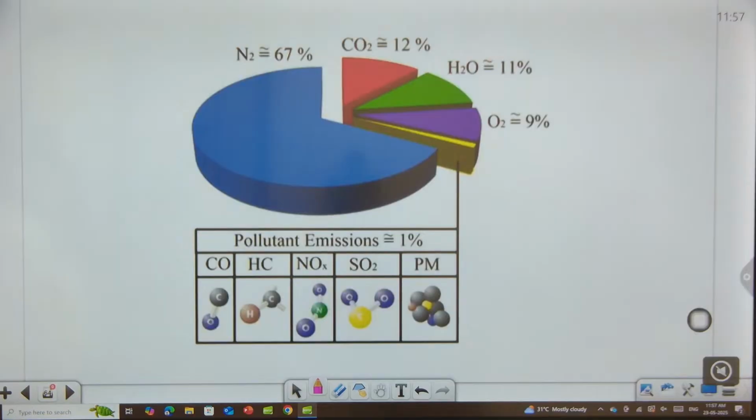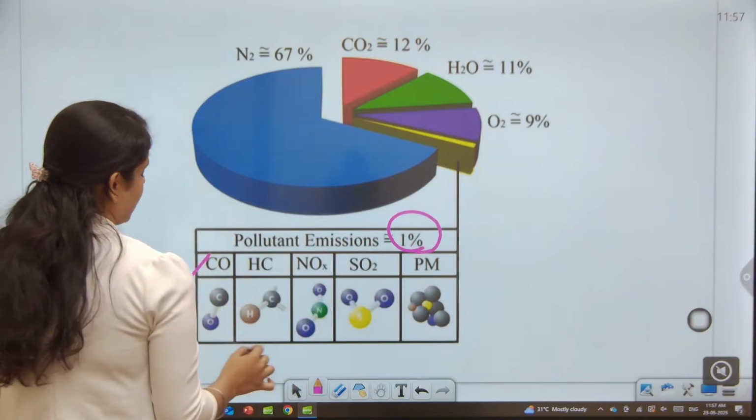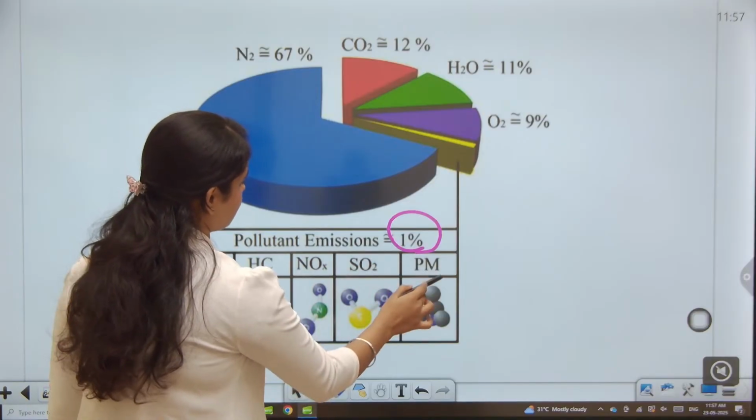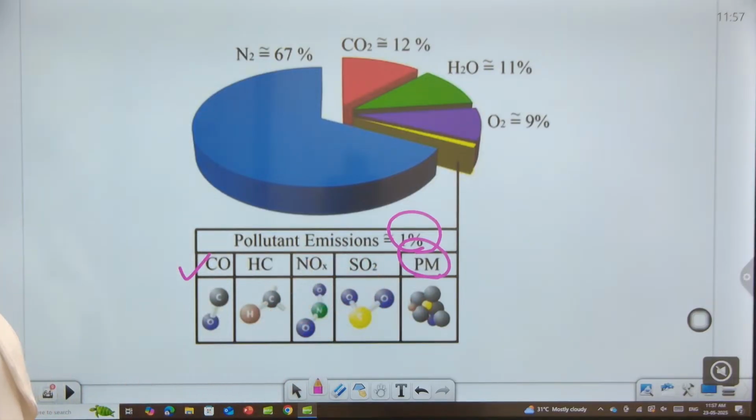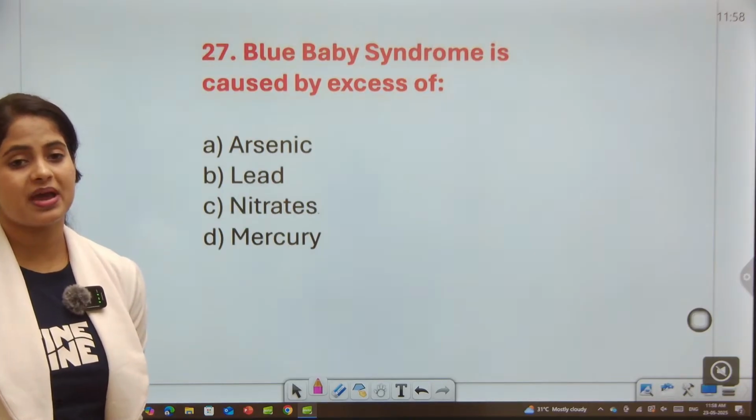Okay? Suppose the pollutant emission is approximately 1%. From that, there are carbon dioxide, other organisms, nitrogen oxide, sulfur dioxide, and the particulate matter. These are the components of the pollutant emissions.